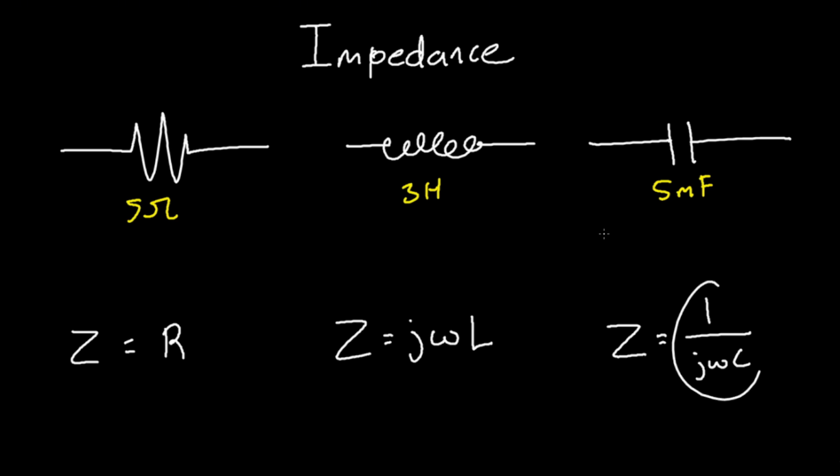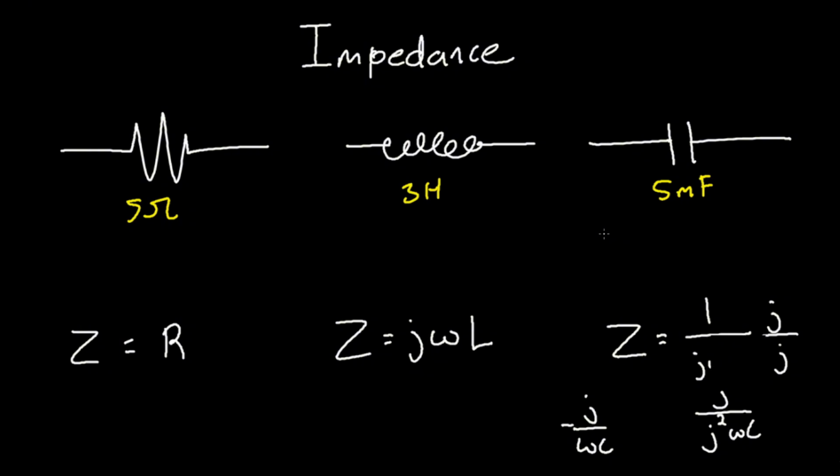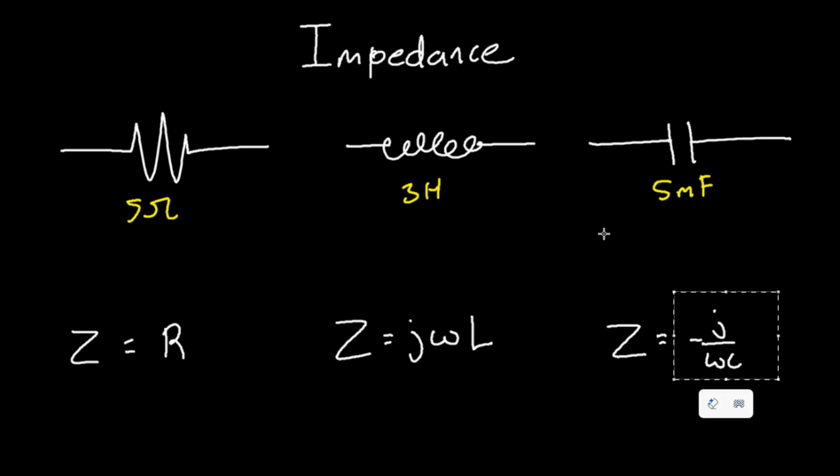But here's the thing about this: technically your impedance is negative, right? So if you multiply this by J over J, you actually get J squared in the denominator. So you get J over J squared times angular frequency times capacitance, but J squared is simply -1, so you get negative J over angular frequency times C. So you're mostly going to be using this formula right here to calculate the impedance of your capacitor.